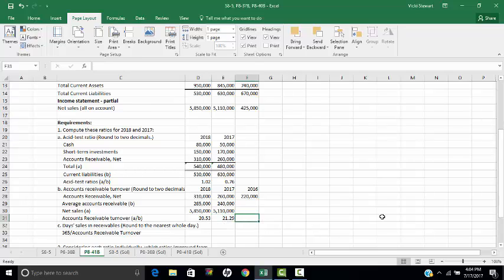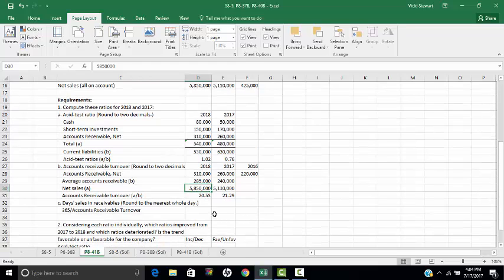So what does this ratio mean? It just tells us how many times our average accounts receivable has turned over during the year, because we know that this can also be net credit sales is our total, and then when we get that average we can tell how many times it has turned over within the year.